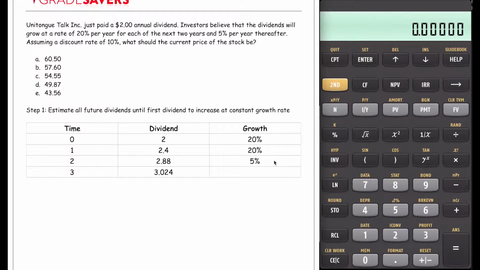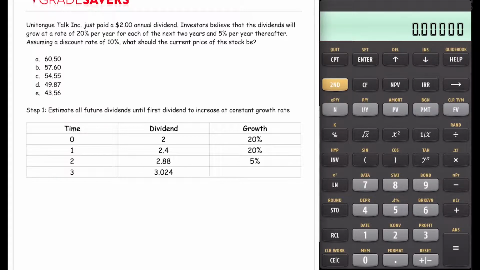Now it's important to remember that when you're setting up this table, you always want to set it up until one time period after the constant growth rate. So since the constant growth rate happens in the second year, we're going to make this table until time 3. And on your finance calculators, we can obtain these future dividends simply by increasing them by the percentages that are offered.